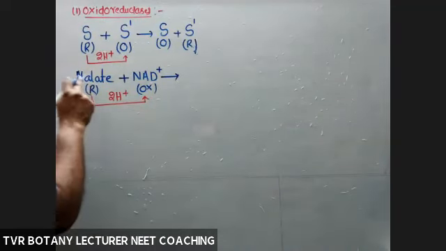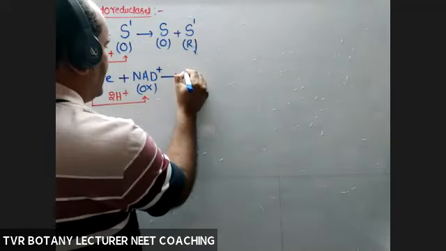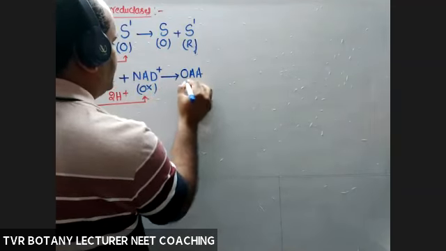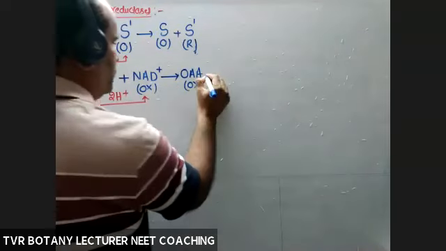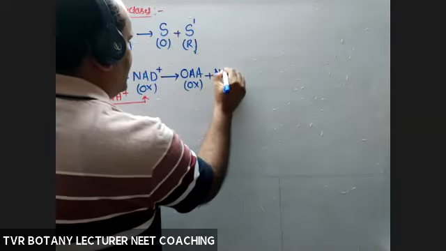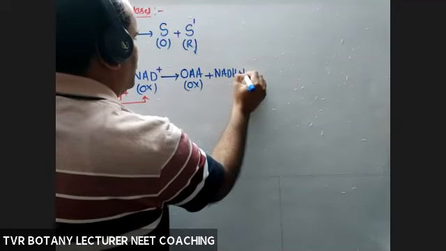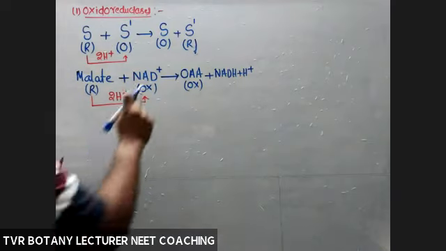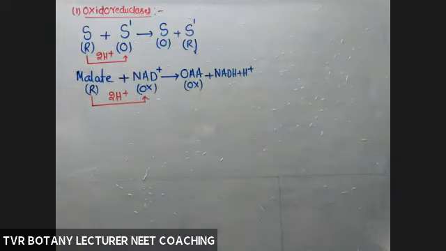what about the oxidized form of malate? OAA, oxaloacetic acid, the oxidized form of that one. Plus, and what about NAD, reduced, NADH, H plus, reduced. So NAD is a coenzyme. We'll see what about this NAD at the time of cofactors. Just remember, NAD is nicotinamide adenine dinucleotide. Two nucleotides are present.